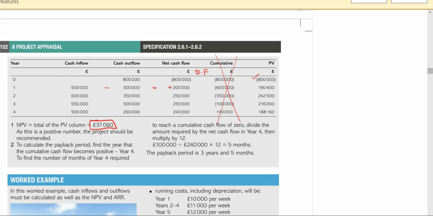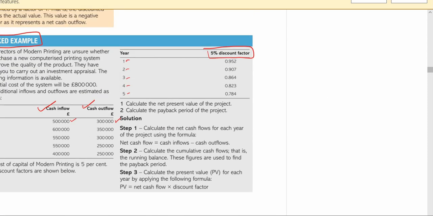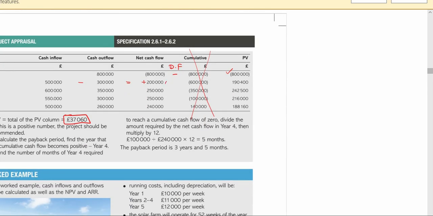For year 0, there is no discounting factor. For year 1, the discounting factor is 0.952. Multiply by 0.952, then I will get 190,400. Check this, is this coming or not? Okay, so this is the correct one.